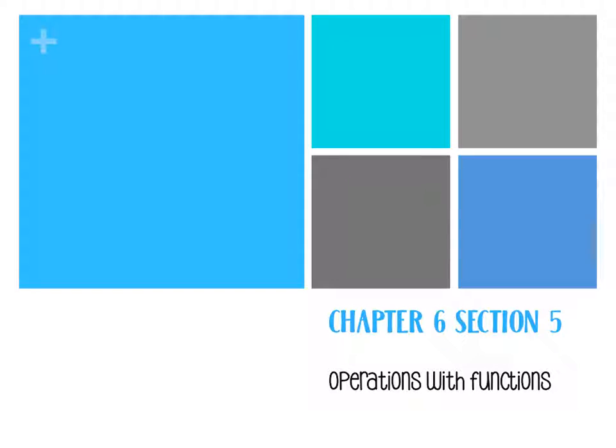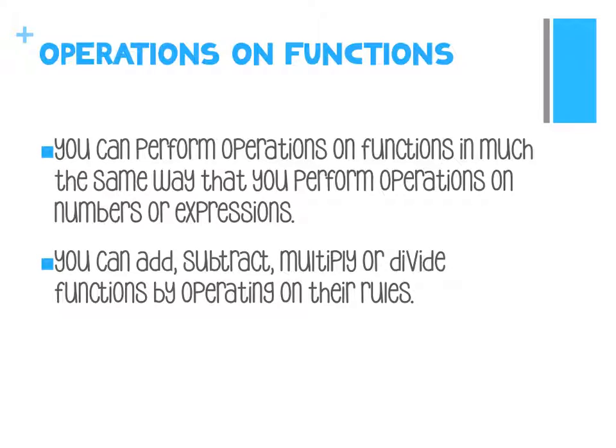All right, so 6.5 is called operations with functions. Operations are like adding, subtracting, multiplying, dividing, and then there's something called a composite function. So we're going to do all of these with functions or equations that have variables in them. That's the only difference, okay? You can perform operations on functions in much the same way that you would perform operations on numbers or expressions. This is combining like terms, okay? Or multiplying binomials, that kind of thing.